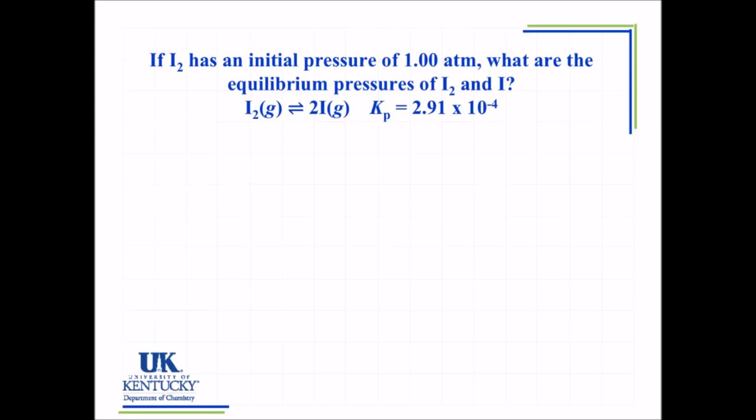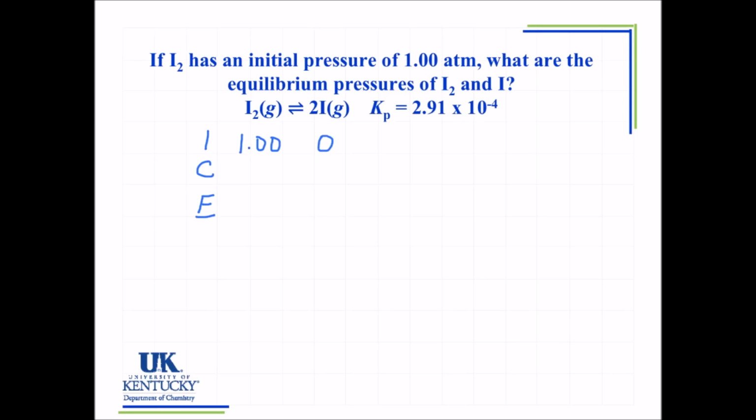Just like we have for other equilibrium problems, we're going to set up an ICE table. I for initial, C for change, and E for equilibrium. I know my initial pressure of iodine is 1.00. There's no mention of atomic iodine, so I'm going to assume that the pressure of that is 0.